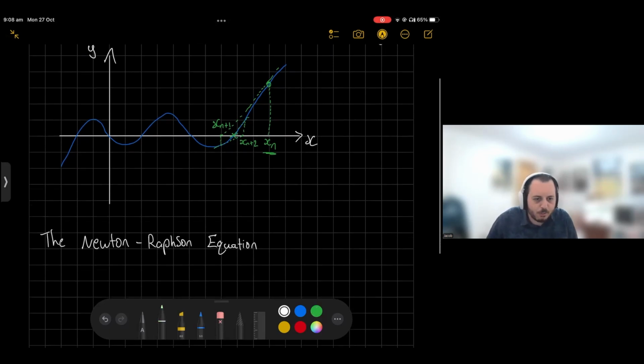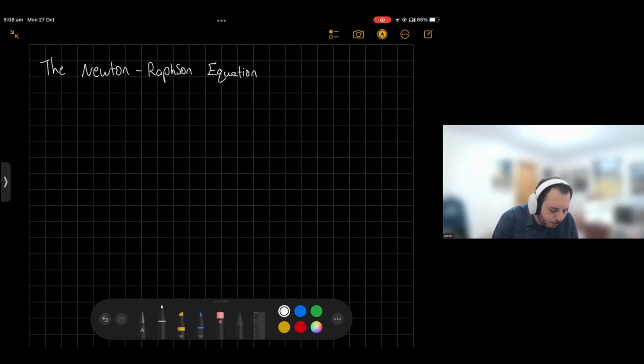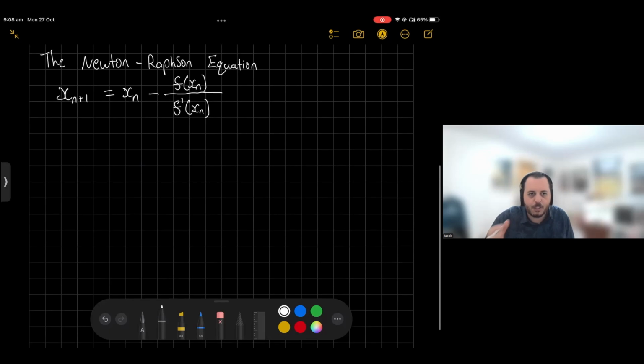Okay, so how does this actually work, or what's the actual equation? The way we write the formula is we say that x of n plus 1, which means our next guess of what the root is going to be, is going to be equal to x of n, our first guess of what the root is going to be, minus the function f of x of n, which is what happens when we plug our guess into the equation, divided by the derivative f dash x of n. That is the derivative of the equation that we were just talking about. That is the basic formula for the Newton-Raphson equation.